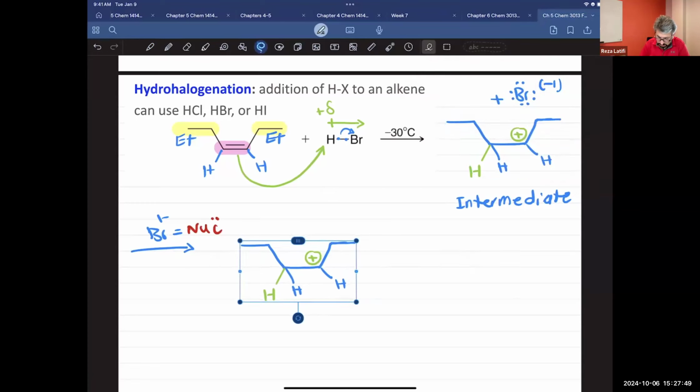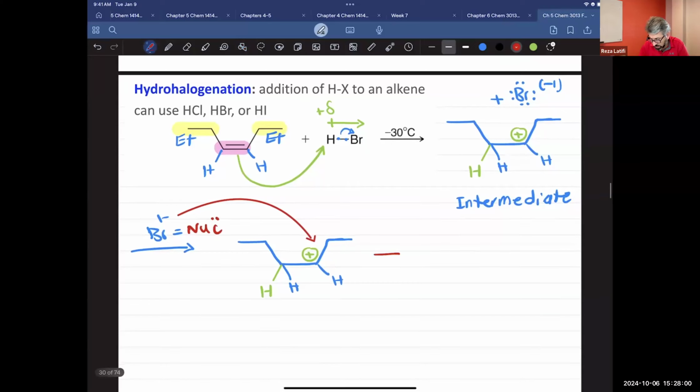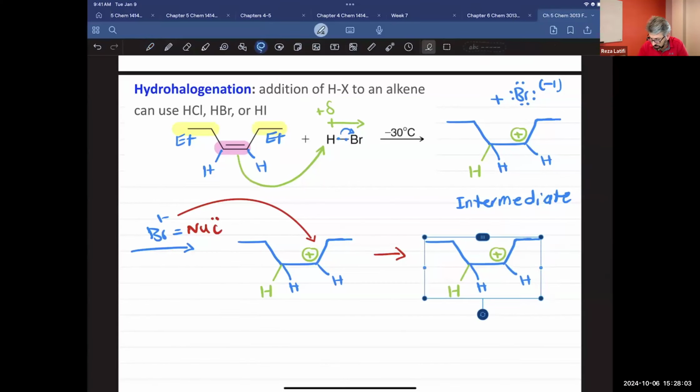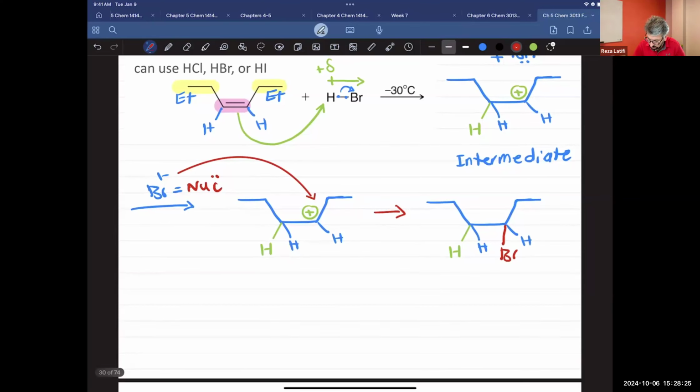Okay, so next step, as I said, bromide will be added to this carbon, and the final product will be this one. Now the positive charge is gone. We don't have a positive charge anymore, and the bromide will be added there. Here you go. Now I got bromide. As you see, bromide can be added to any carbon. It doesn't matter. Anywhere you add the bromide, the product will be this. It will be 1, 2, 3, 4, 5, 6.